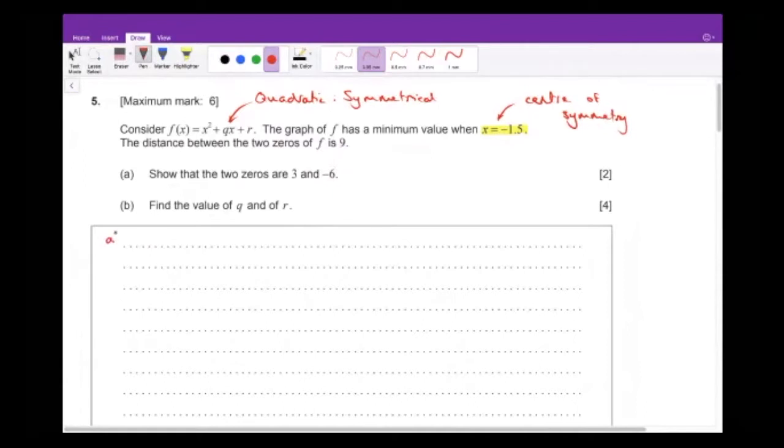Well, for part A, we know that minus 1.5 is the middle of the zeros, or in other words, the average. So what this means is that this 9, which is the distance between them, if I halve this 9 and add it or subtract it from x, then I'll get my two zeros. So x plus or minus 9 over 2 will give the zeros.